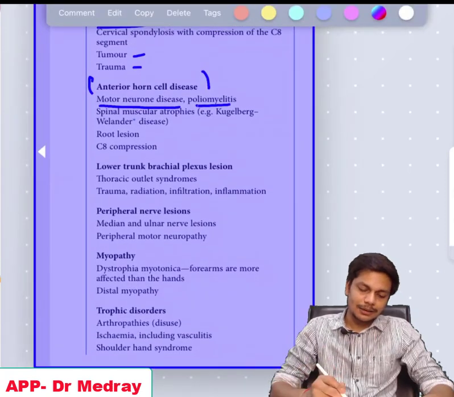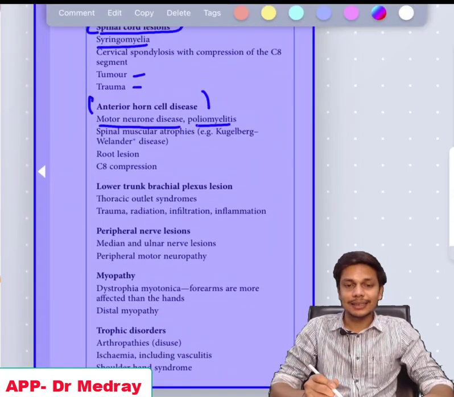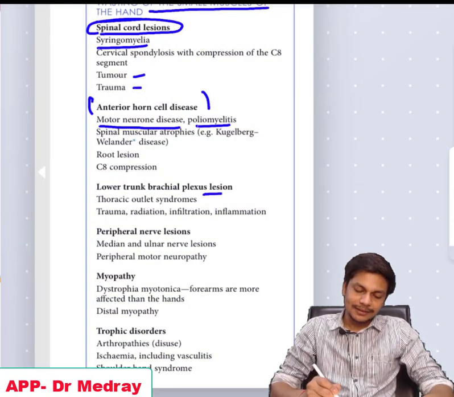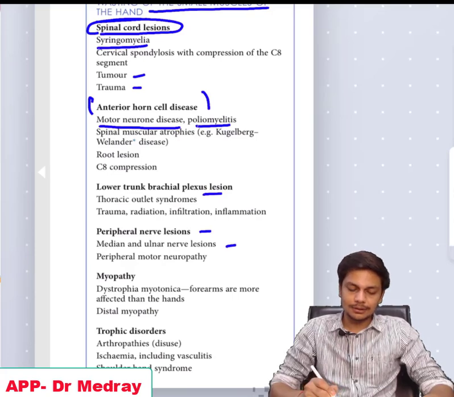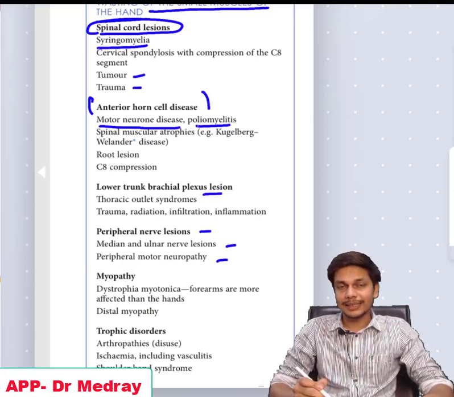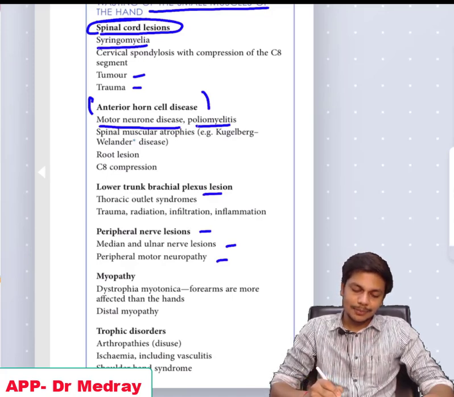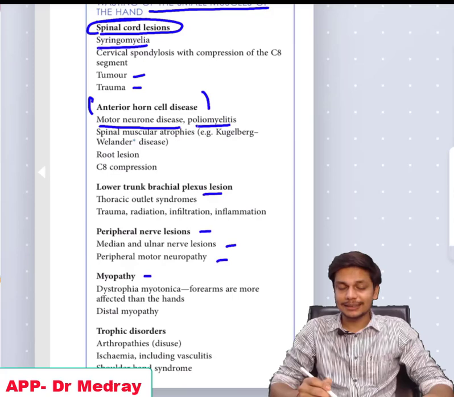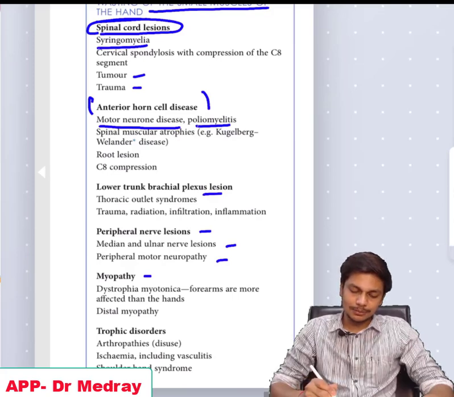So peripheral nerve lesions, that is brachial plexus lesion, can also cause wasting of the small muscles of the hand. Peripheral nerve lesions like median and ulnar nerve lesions can also cause peripheral motor neuropathy, which can also cause wasting. Myopathy, disease of the muscle itself, can also cause wasting of the small muscles. Dystrophia myotonica classically causes wasting of the small muscles of the hand.